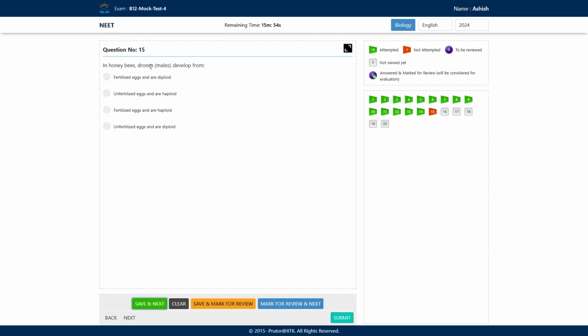Now next, in honeybees, the drones, which are the males, develop from: Option A, fertilized egg and are diploid. Option B, unfertilized egg and are haploid. Option C, fertilized egg and are haploid. And option D, unfertilized egg and are diploid. So what would be the correct answer?